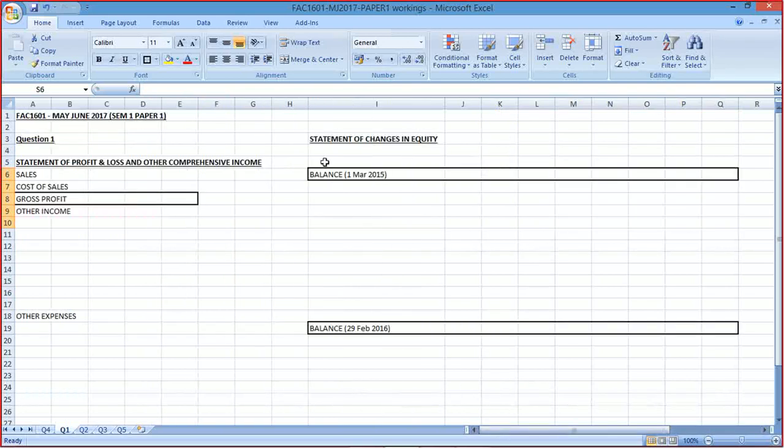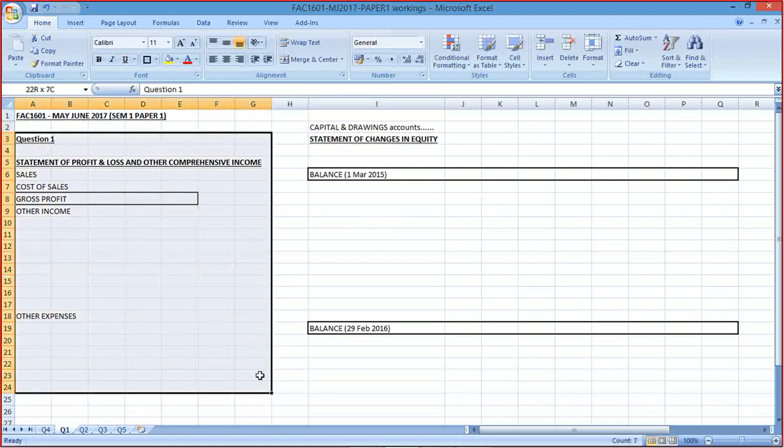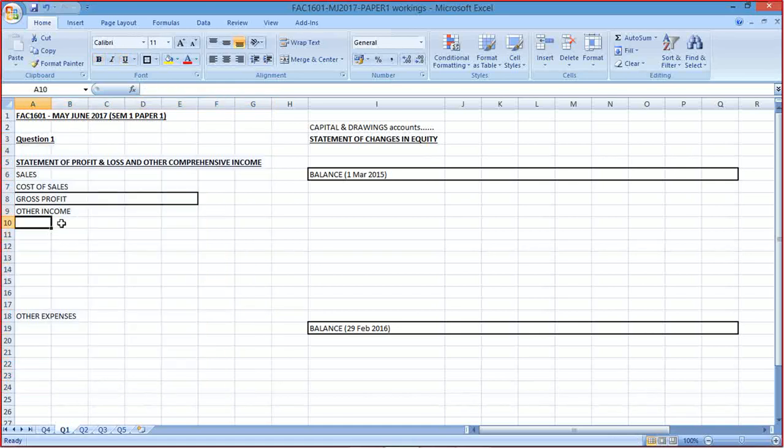Right, then we've got the statement of changes in equity, so this is looking at capital and drawings accounts. Okay, any account that's similar to capital drawings will go here. And then obviously profit is what the owner or owners are going to take away at the end of every year.